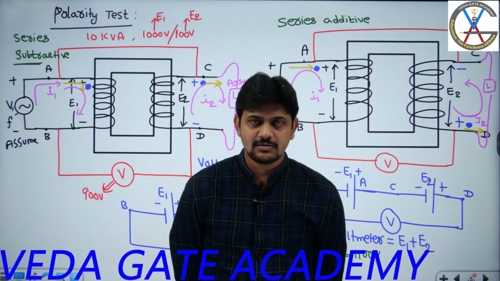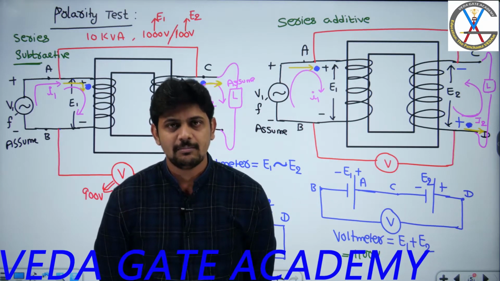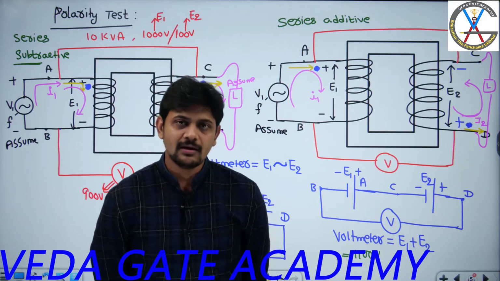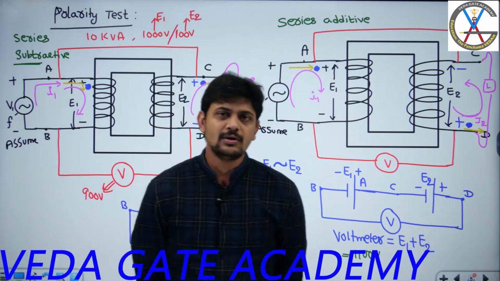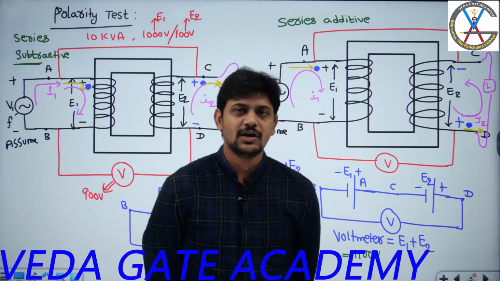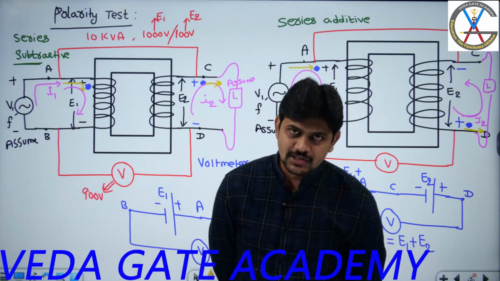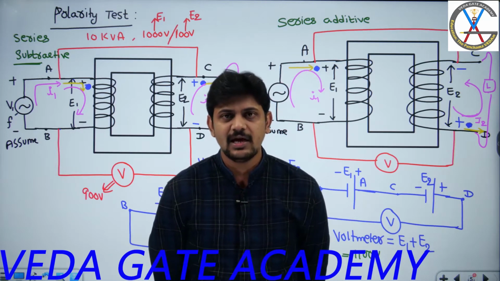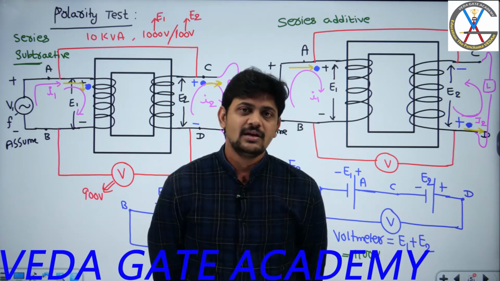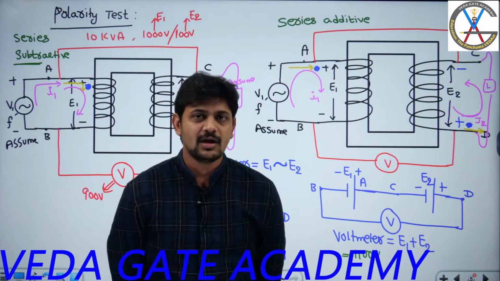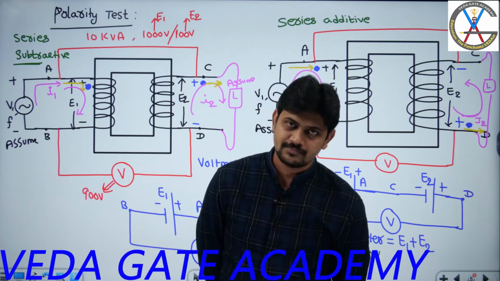During the polarity test, the first conclusion is, if the voltmeter reads the difference of the two induced EMFs which are mentioned on the nameplate details, then the short circuited terminals will be assigned similar polarities. Whereas if the voltmeter reads the sum of the two induced EMFs, then the short circuited terminals will be assigned opposite polarities. Now if you apply dot convention, a pair of similar terminals will be assigned dots if the voltmeter reads the difference of the two induced EMFs. Whereas if the voltmeter reads the sum of the two induced EMFs, a pair of dissimilar or opposite terminals will be assigned dots.